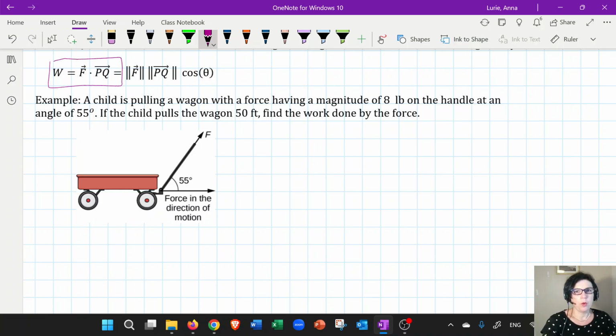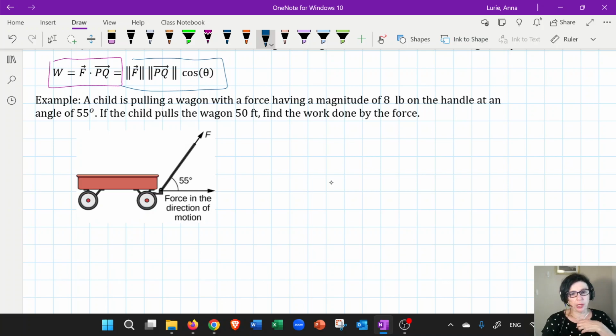Work is force dot with the displacement vector, where P is the initial point and Q is the final point. But there is also an alternative formula, which is the magnitude of the force multiplied by the displacement. In other words, how far did the object move during the time when the force was acting on it, and then multiplied by the cosine of the angle between the force and the movement. So that's what this question is all about, the second formula.